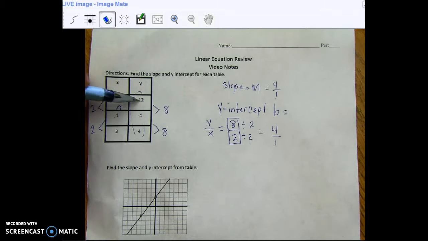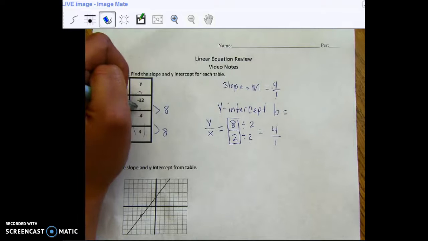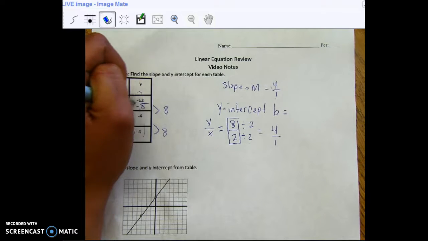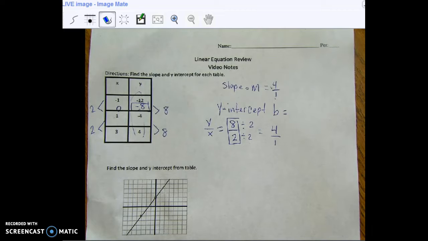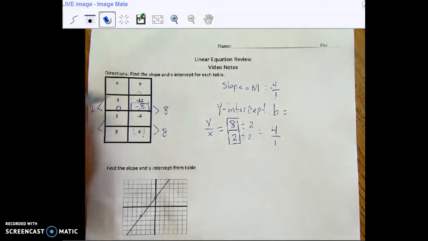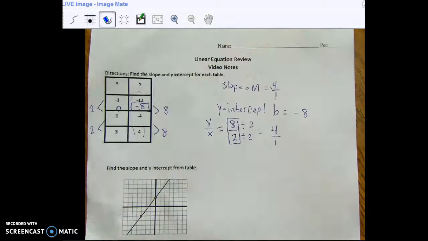So from negative 12 to here, if I increase by 4, I'm going to get negative 8. I'm going to box this. That is going to be my y-intercept. Where x is 0, my y-intercept is negative 8.